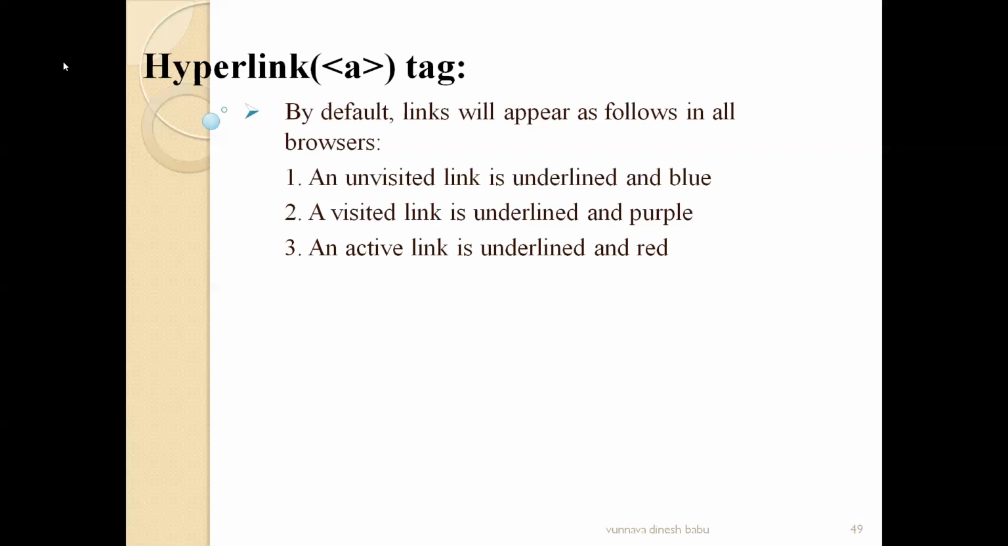And if it is purple color, someone has already clicked that link from your browser or from your computer system. And if it is in red color, someone has clicked that link and at present that particular link is active. And then the target attribute can have one of the following values.